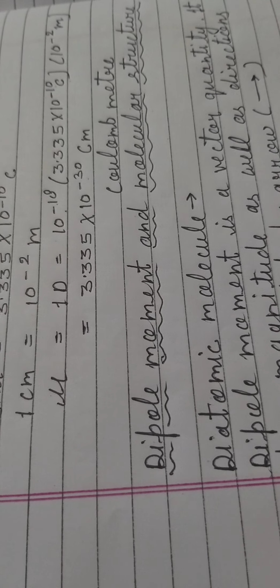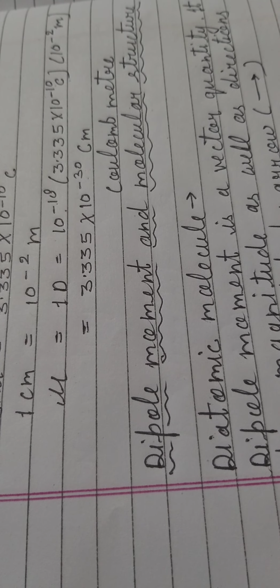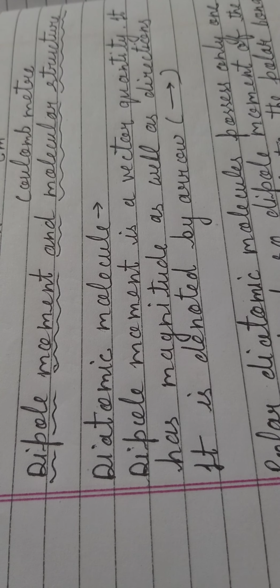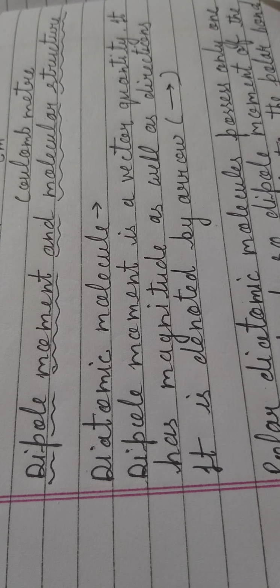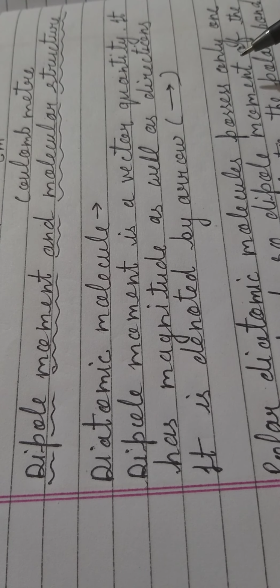Okay, now after that, we are going to discuss dipole moment and molecular structure in some different types of molecules, like diatomic molecules and polyatomic molecules. So today I will discuss with you some symmetrical polyatomic molecules. Those are not polar, when their dipole moment is 0.